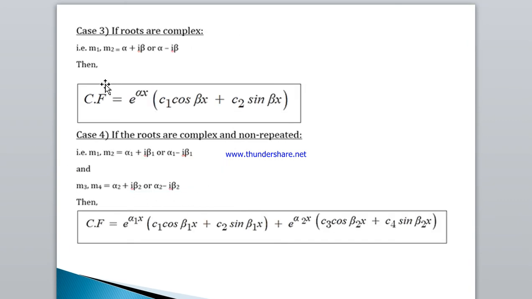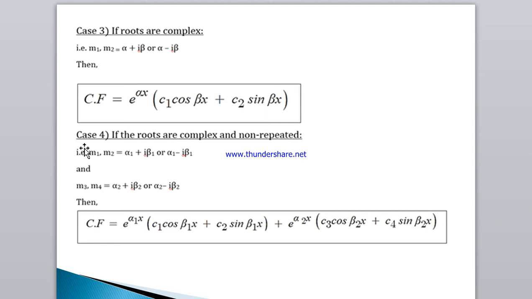This is the second case. Next, third case: if roots are complex, meaning alpha plus or minus i beta form. If m1 equals m2 equals alpha plus i beta or alpha minus i beta, generally we call it alpha plus or minus i beta, then the complementary function equals e power alpha x into c1 cos beta x plus c2 sin beta x.